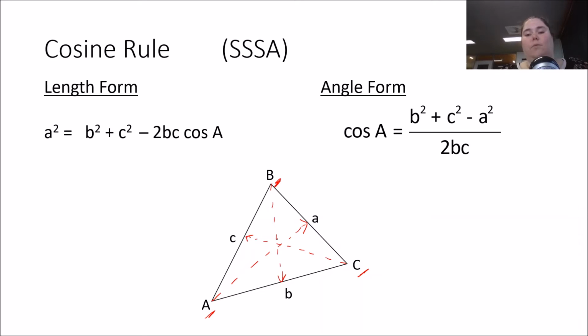That labeling is important. I also suggest that you label the unknown as A. Whether it's little a or big A, I don't care, but it will make your life easier. We also can call this an SSSA triangle because we need 3 sides and an angle in order to use this rule, with one of them unknown.